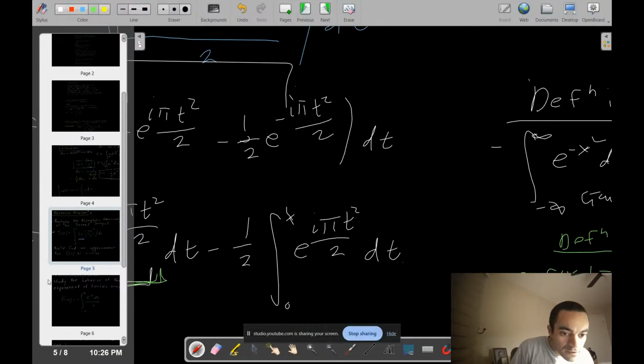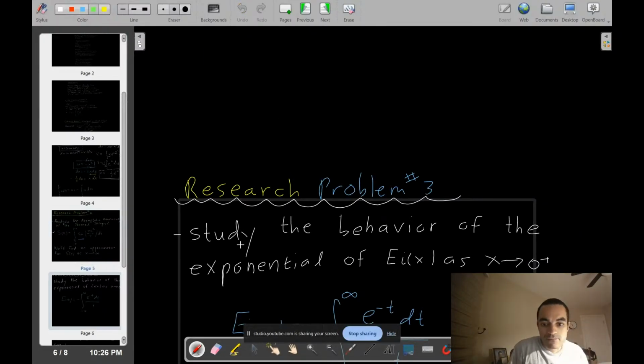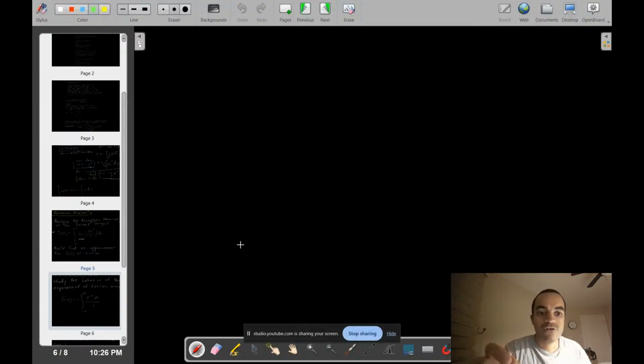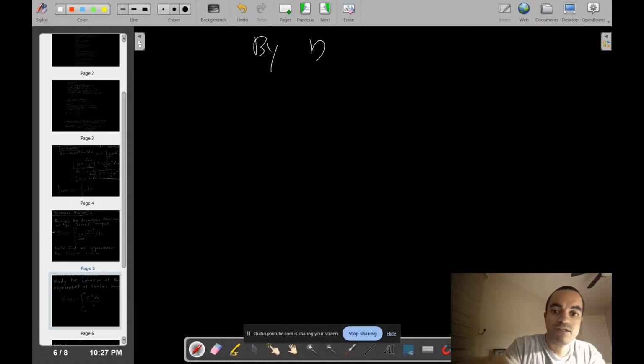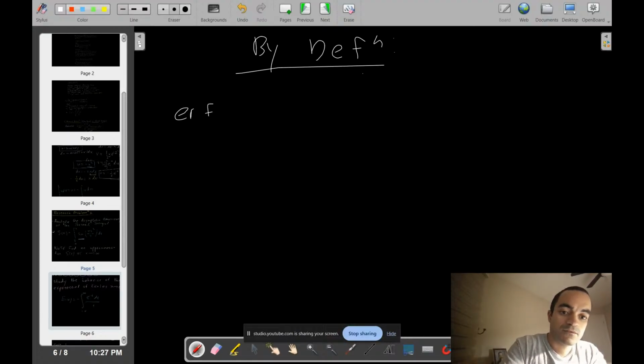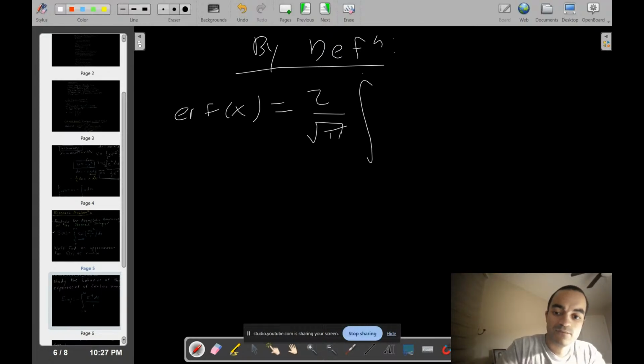Okay, so let me go to the next page. As I said, the error function, right? So I'm just going to move over here. By definition of the error function, we know that the error function of x is equal to 2 over root pi, and then I integrate from 0 to x of e to the negative t squared dt.